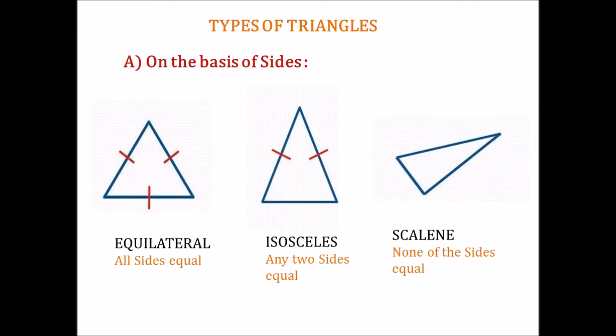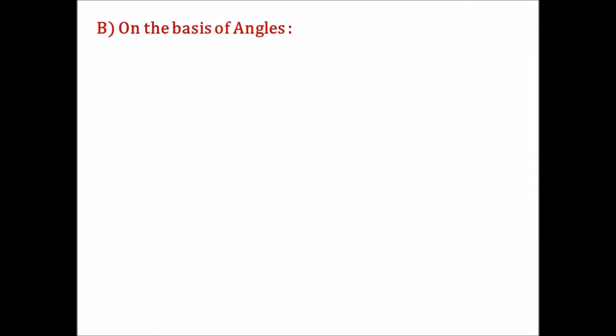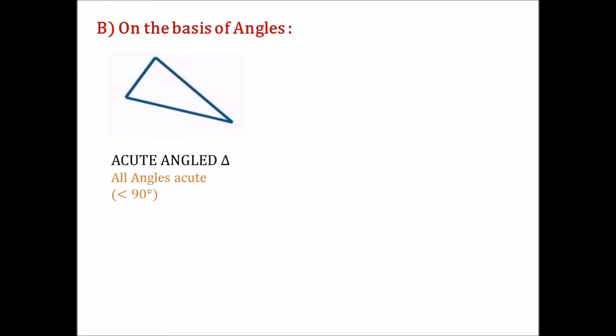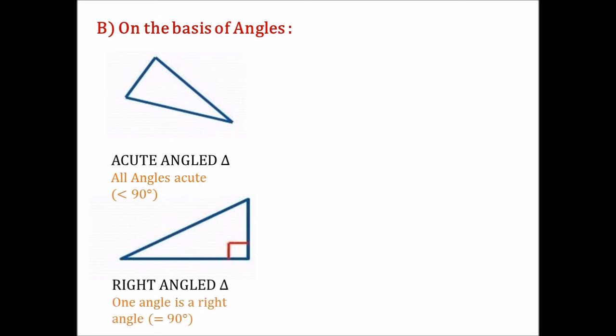Next, on the basis of angles. If all three angles measure less than 90 degree, then that type of triangle is known as acute angled triangle, where all three angles are less than 90 degree. Next, if one of the angles is a right angle, that is 90 degree, then that type of triangle is known as right angle triangle. This is a very common type of triangle. When one of the angles is obtuse, that is more than 90 degree, then that type of triangle is known as obtuse angle triangle.